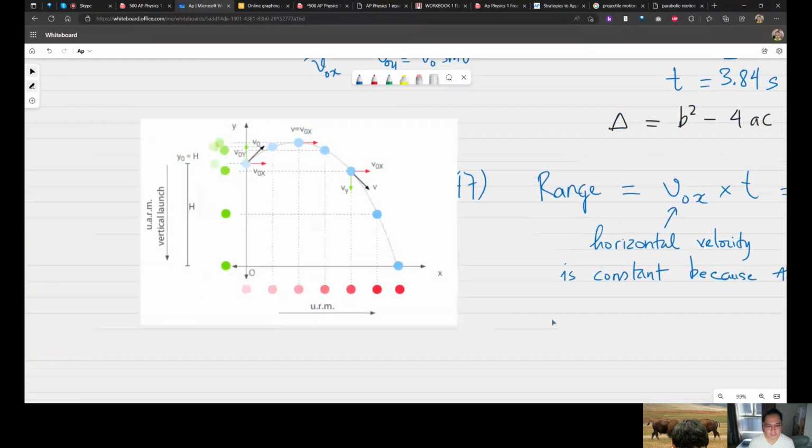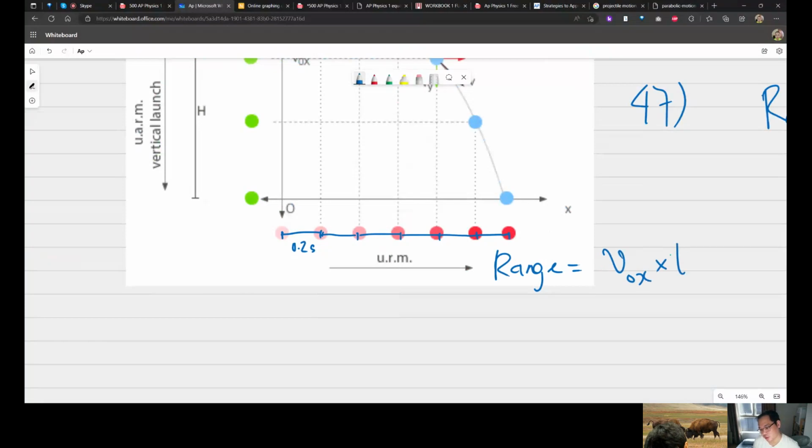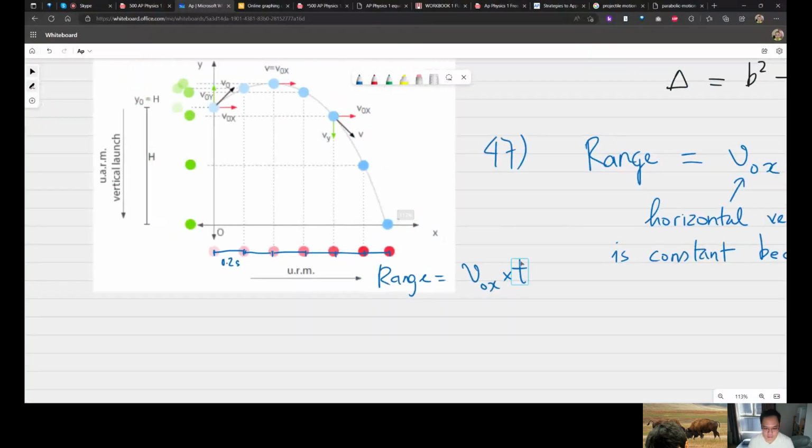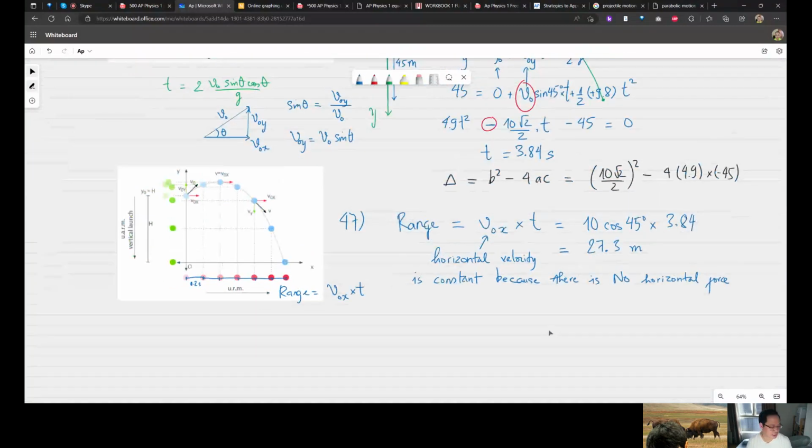I mean, these distances are the same. For example, this is 0.2 second, this 0.2 second also. So these distances are the same. The horizontal motion is constant, okay? And therefore the range is the horizontal velocity multiplied with the time of the flight. Yeah, keep practicing that. Do more questions and you will at least know how to do it without not really understanding it.